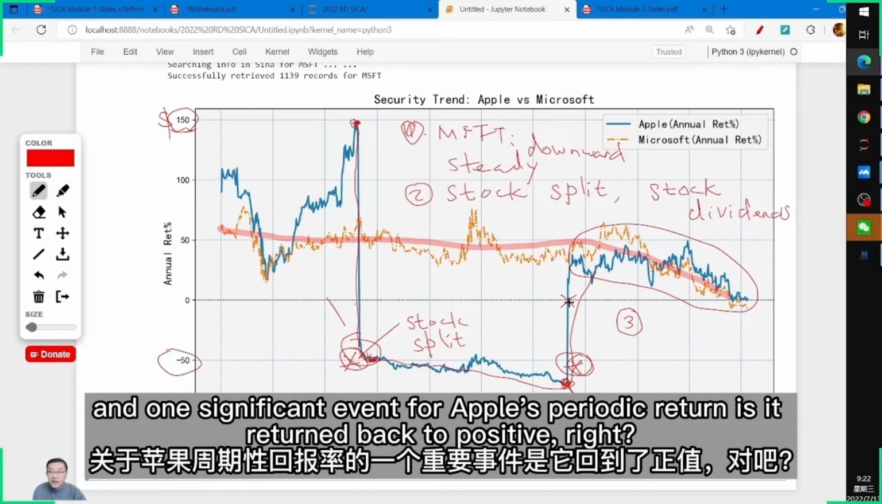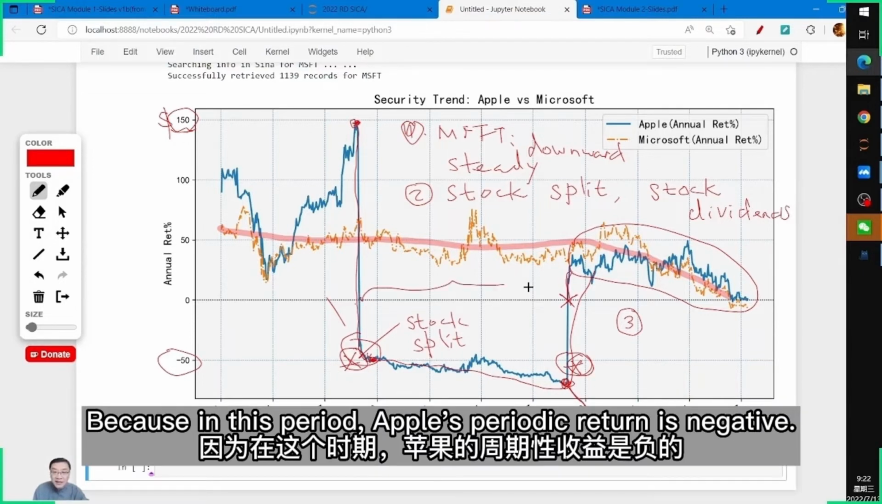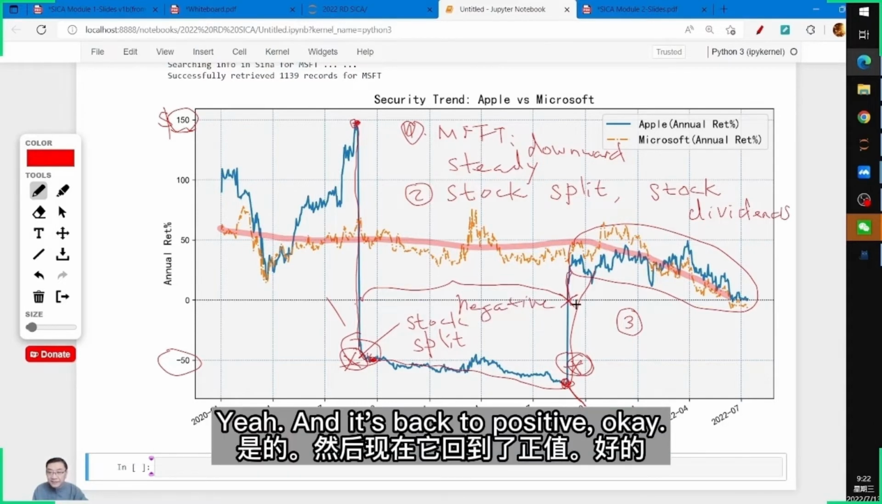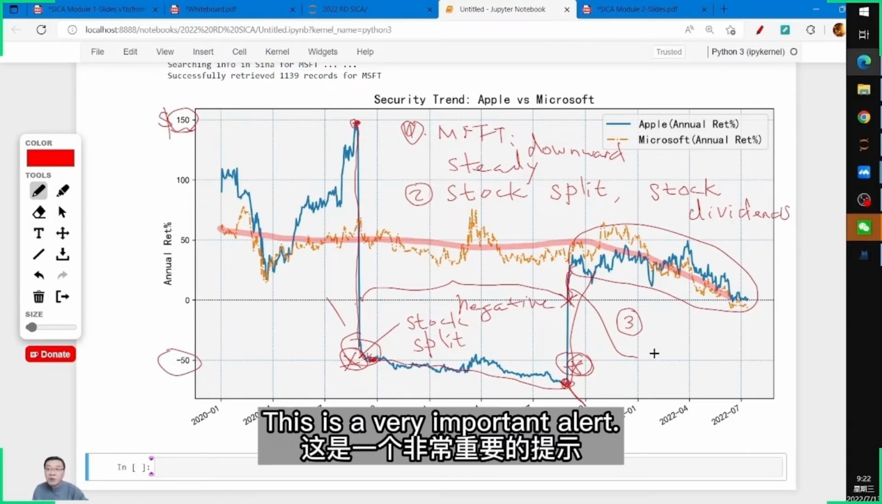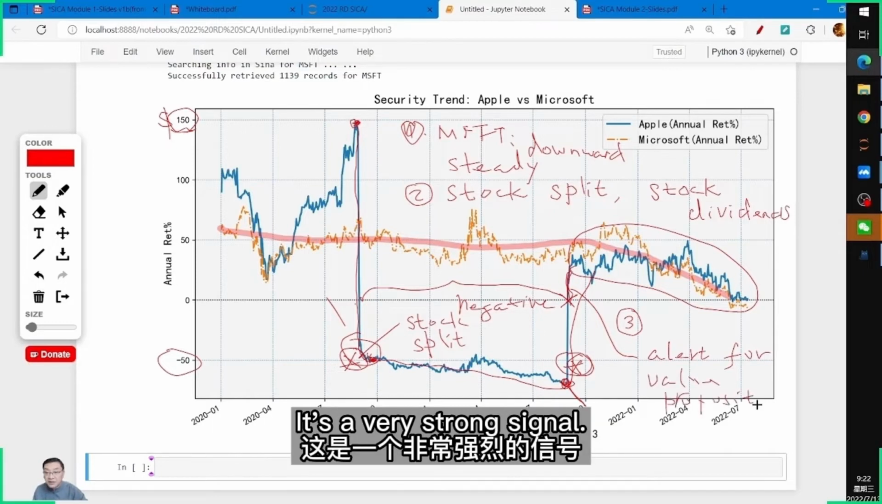And one significant event for Apple's periodic return is its return back to positive, right? Back to positive. For investors, this is a very important signal because in this period, Apple's periodic return is negative. Negative means not worth investing, right? And it's back to positive. Okay, this is a very important alert for a stock's value proposition. It's a very strong signal.